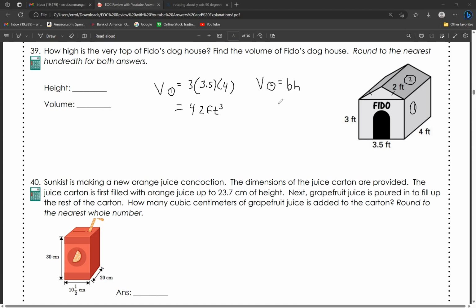It's somewhere here. Okay, so we know this distance is 3.5. We know this distance is 4. And we know this is 2.